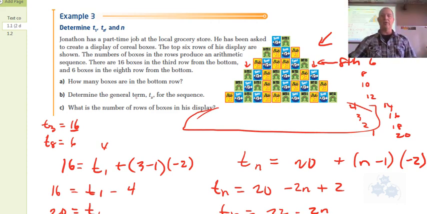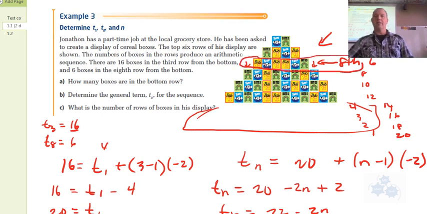What is the number of rows of boxes in this display? Oh, the whole number of rows? Really, is that what they're asking? Okay, they gave us the 8th row and we counted the 6. So we identified this as the 8th row, so guess what? There's 9, 10. That doesn't have to be that hard. Okay, so there's 10 rows of boxes.